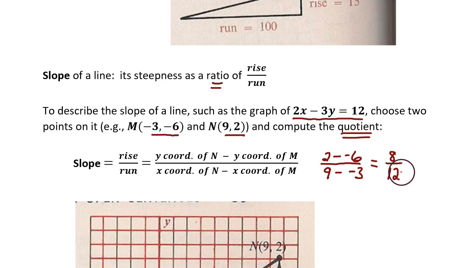From one point to the other, the line rises 8 units and runs to the right 12 units. This is a fraction reducible to 2/3. The slope of the line is 2/3.